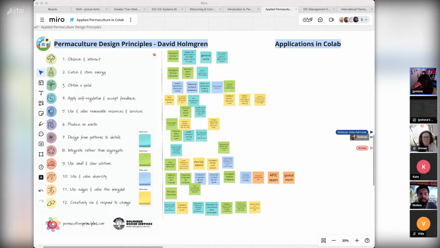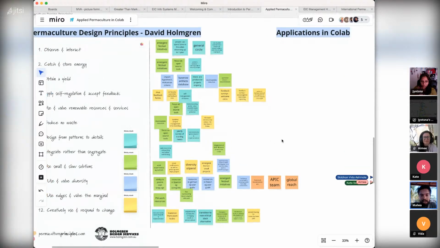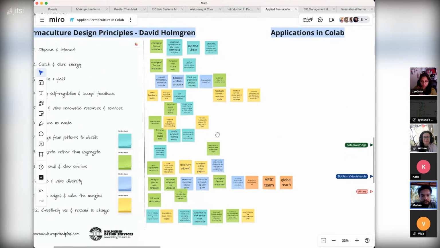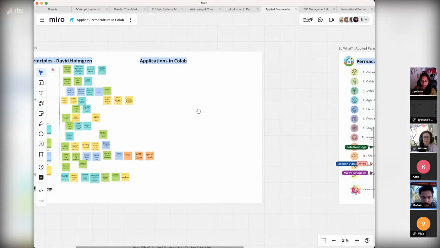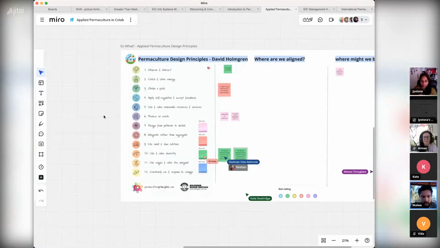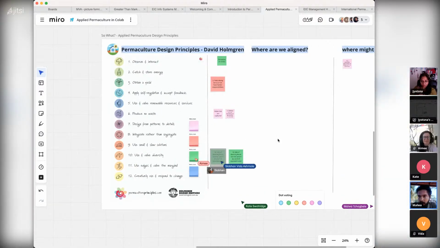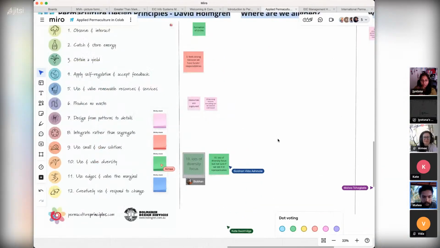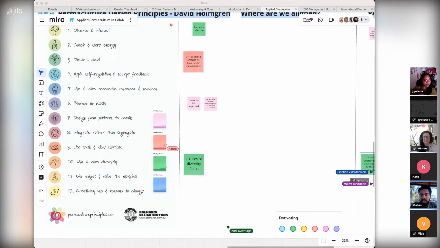Well, I just noticed one of these sticky notes says lots of diversity focus, but not sure if we see it in representation. So that seems like it should be 2 separate notes for 2 separate columns, like being aligned on lots of diversity focus, and then for where we might be falling short, not sure if it translates to representation.